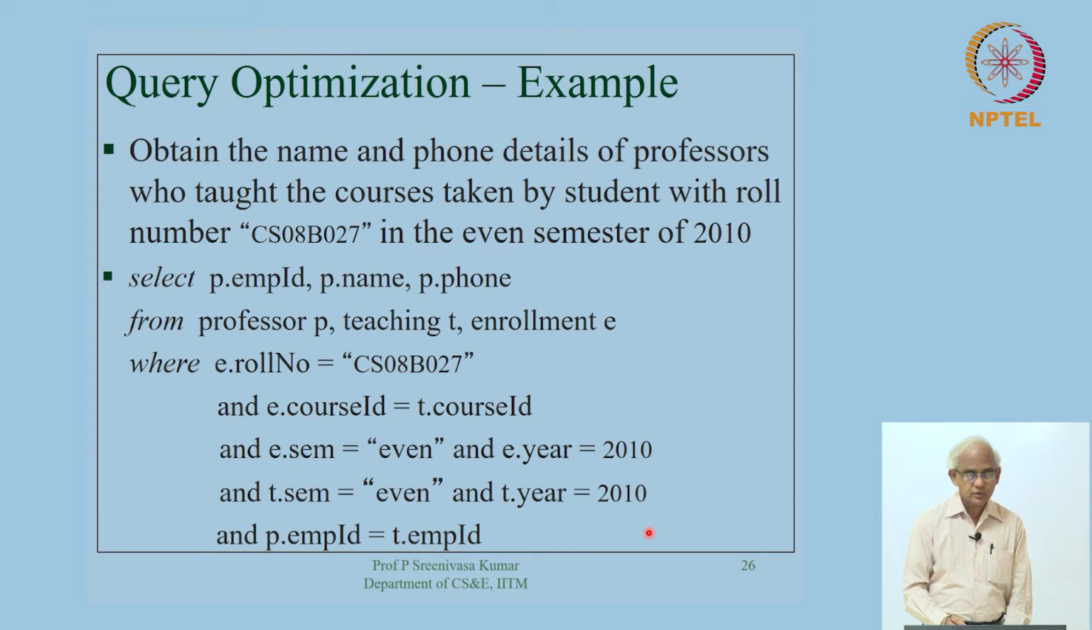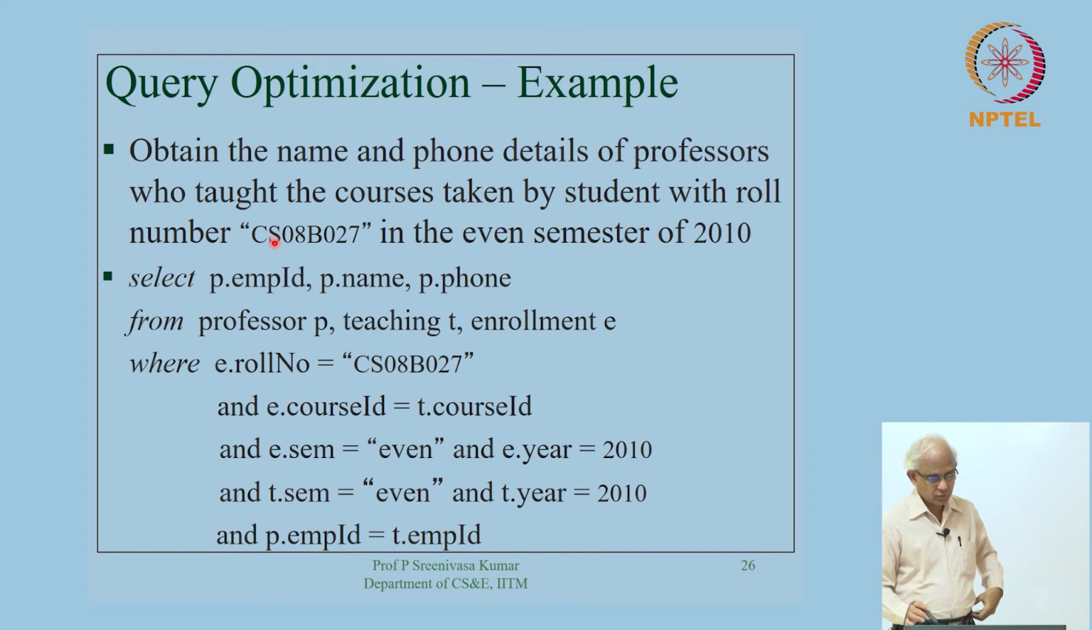Okay. Now let us take an example and illustrate the heuristic and algebraic optimization ideas with this example. So read this query. The query asks for names and phone details of professors who taught the course taken by some student with a given roll number, in the even semester of some year. So it's a simple query. So here is the SQL query for that.